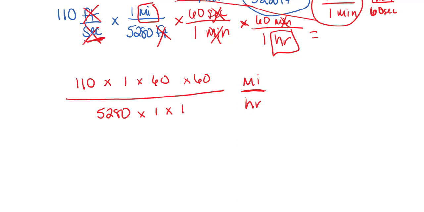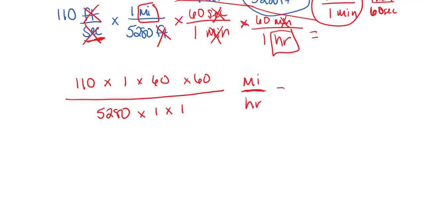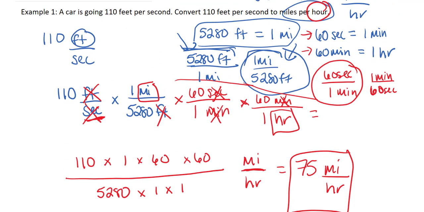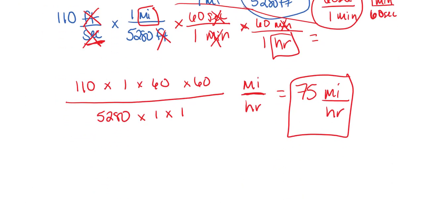So let's get the calculator out. So we have 110 times 1 would just be 110, so times 60 times 60. And so we get this really large number, and then we need to go ahead and just divide it by the 5,280, and what do we get? Well, we get, right? So this is equal to 75 miles per hour. So if a car is going 110 feet per second, well, that's about 75 miles per hour. So let's go ahead and look at the next example.